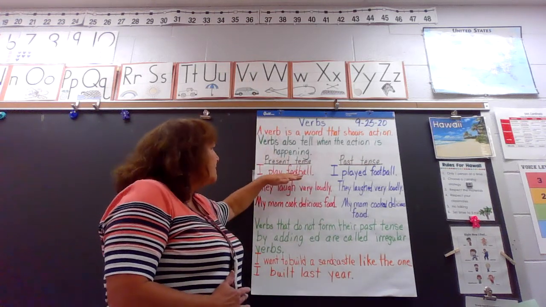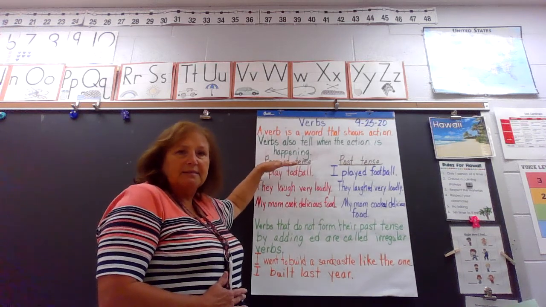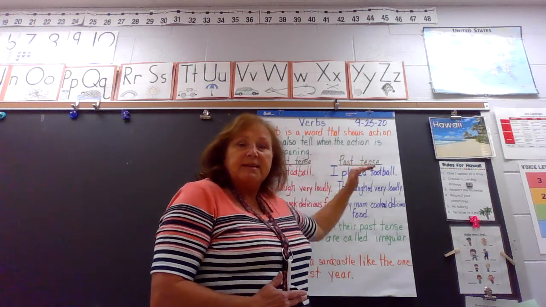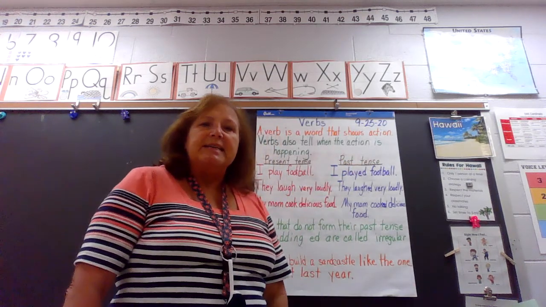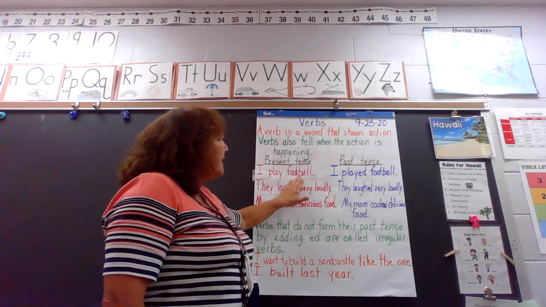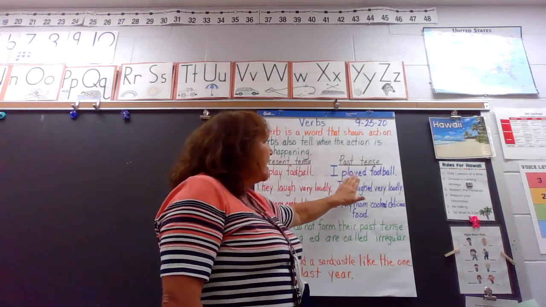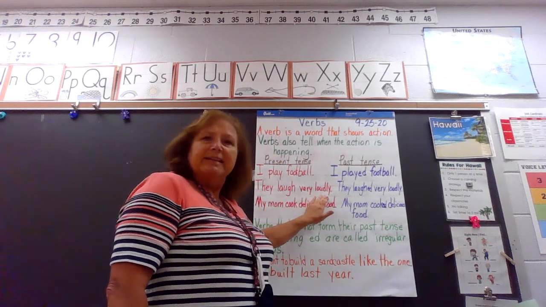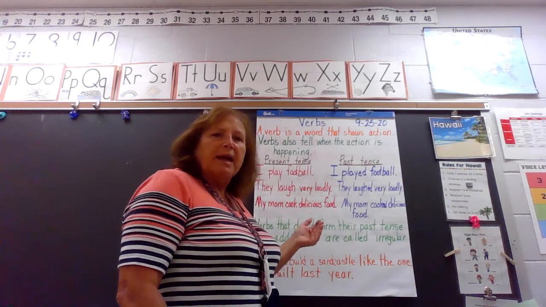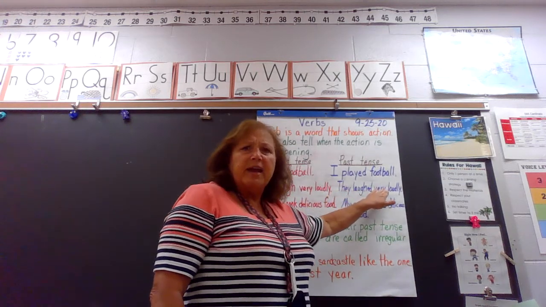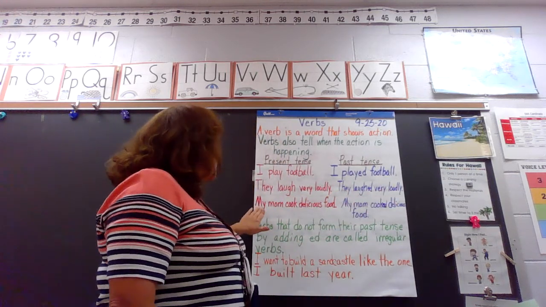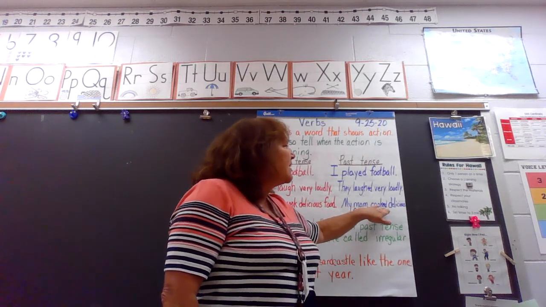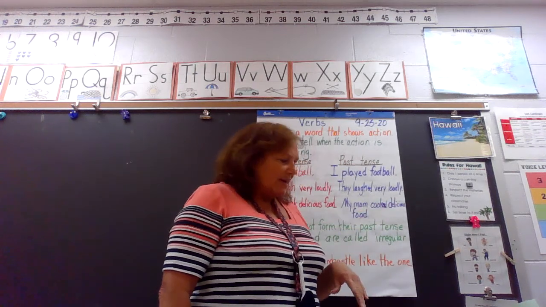On Monday, we focused on present tense verbs. On Wednesday, we focused on past tense verbs. So let's review some sentences. I play football. I played football. They laugh very loudly. That means it's happening right now. They laughed very loudly. My mom cooks delicious food. My mom cooked delicious food.